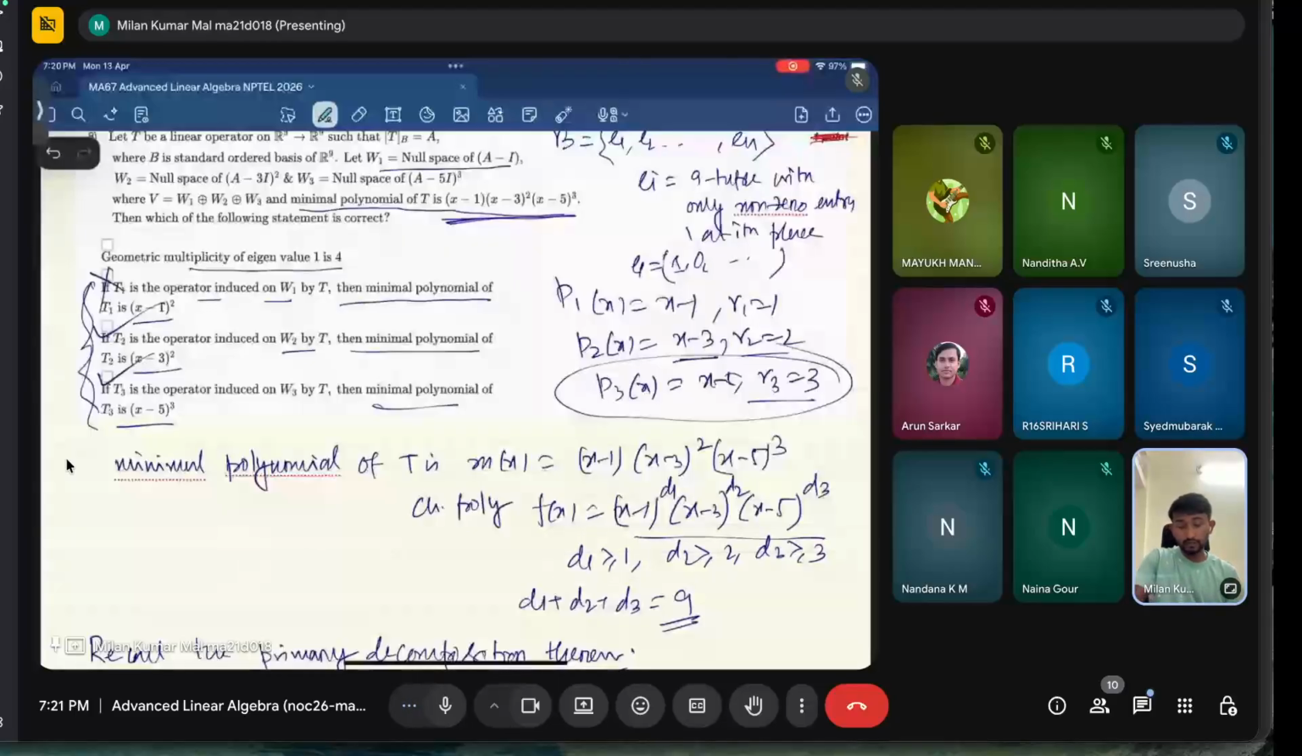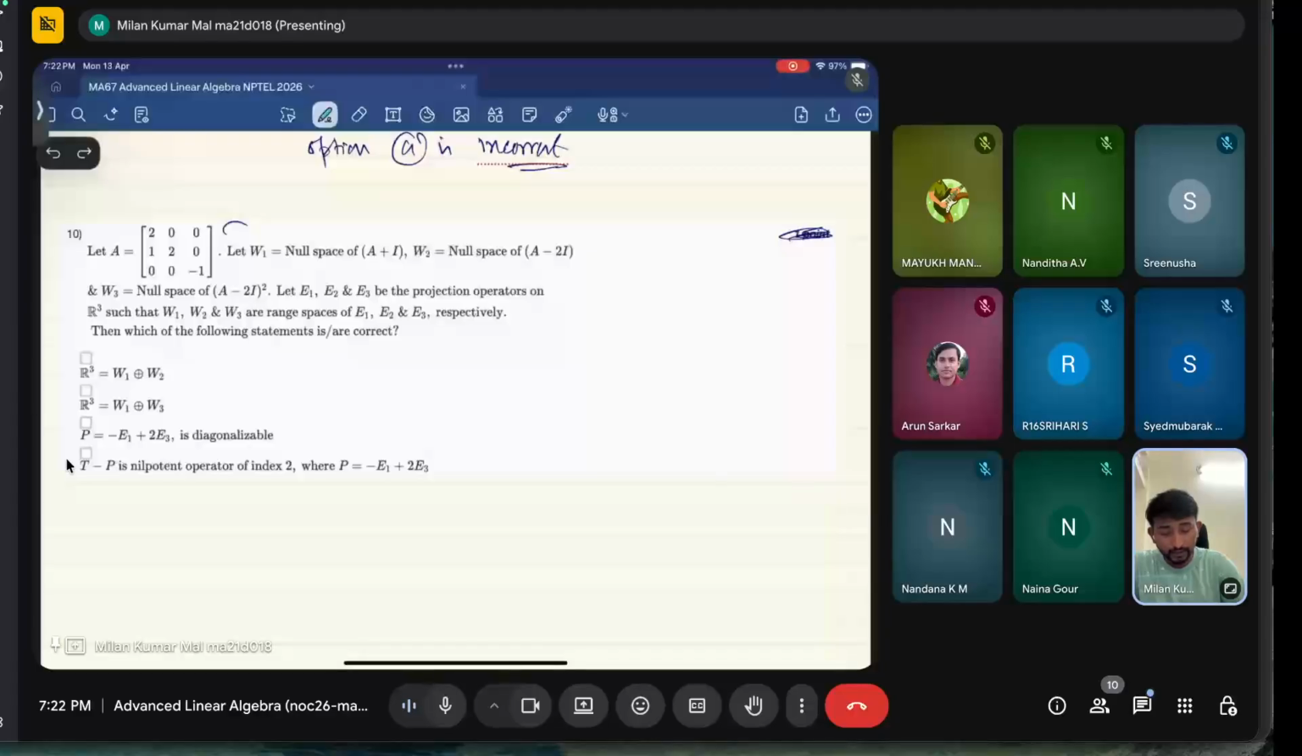So this is another problem. Let's read the problem. Let A be the matrix 2 0 0, 1 2 0, 0 0 minus 1. It is clear that this is a lower triangular matrix, where all the entries above the diagonal are 0. For this matrix, the characteristic polynomial will be x minus 2 square, x plus 1, and the minimal polynomial will be the same. There is no other change. I'm not going into why this is the minimal polynomial here, but let's read what is given.